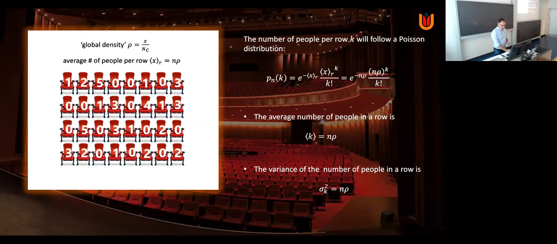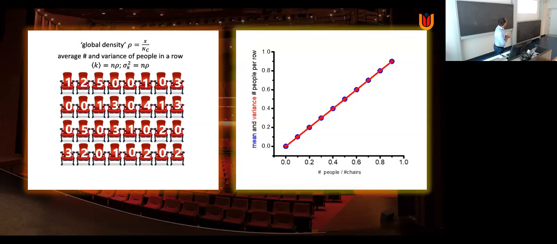So if I make a plot of that, the horizontal axis has the number of people divided by the number of available chairs. That means that if we go along the horizontal axis, we keep adding more and more people to the room. On the vertical axis, you see in blue the mean number of people per row, and you see the variance of the number of people per row. But since they can sit basically anywhere, in this case these two just scale linearly.